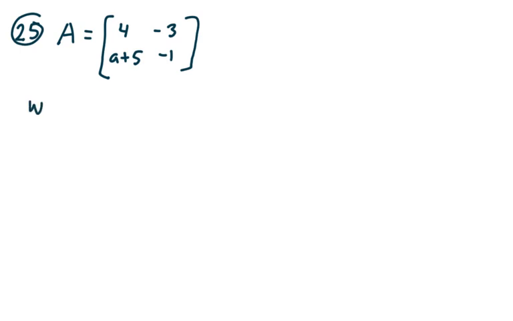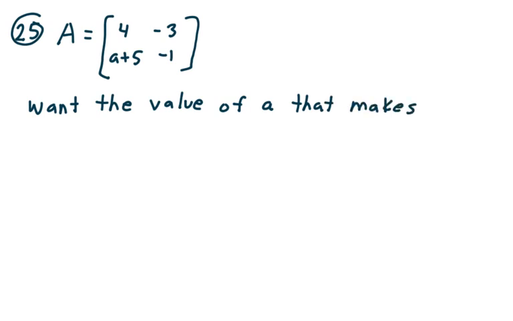Let's take a look at 25. This one's a great question too. So if A is the matrix 4, -3, A plus 5, -1, I want the value of A that makes capital A symmetric.